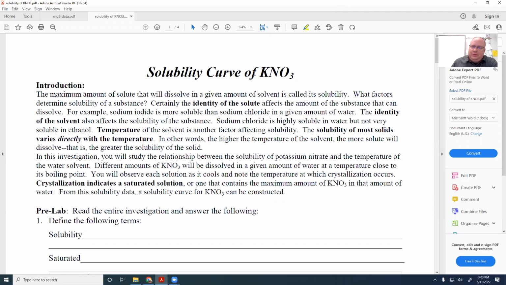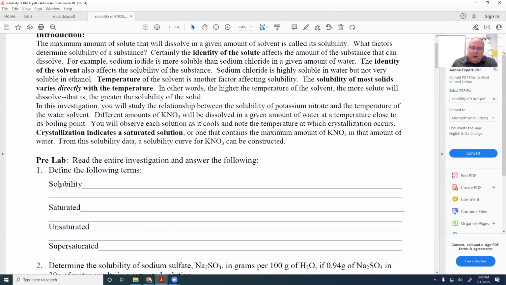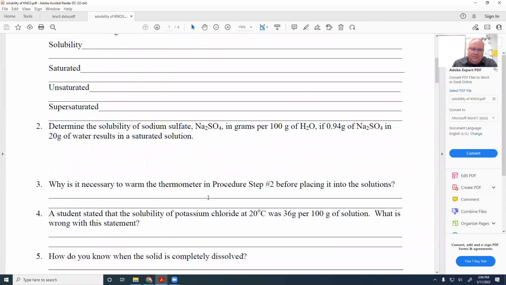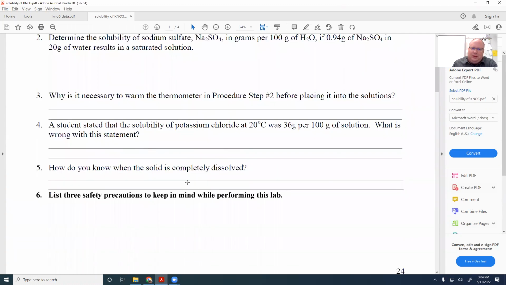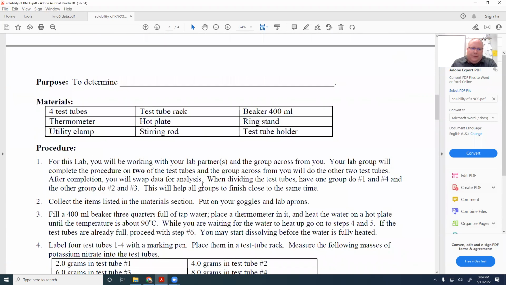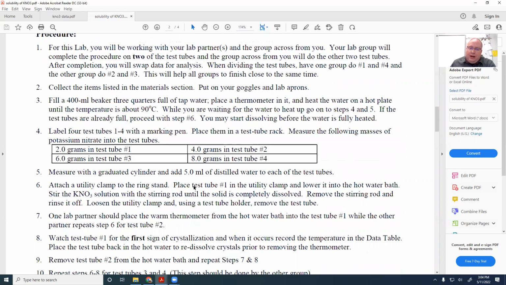So you have solubility of potassium nitrate. These are notes. Answer the notes, no big deal. I posted this on the board. You got 94.94 out of 20. Well, what is that out of 100? Simple, just multiply it by 5. Answer those questions based on your ability, based off of your knowledge. Simple.